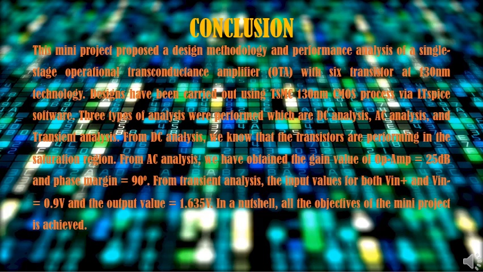From DC analysis, we get to know the transistors are performing in the saturation region. From AC analysis, we obtain the gain value of the operational amplifier, 25 dB, and the phase margin is 90. From the transient analysis, we are able to identify and make sure the V in positive and V in negative is 0.9 volt, and we obtain the output value 1.635 volt. In the conclusion, all the objectives of the mini project are achieved.